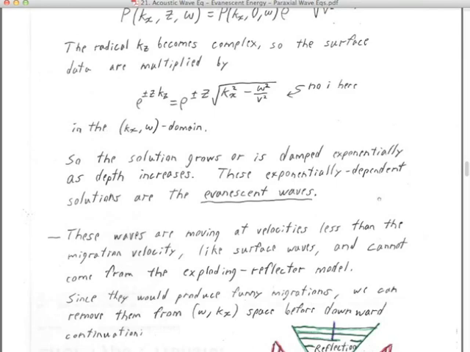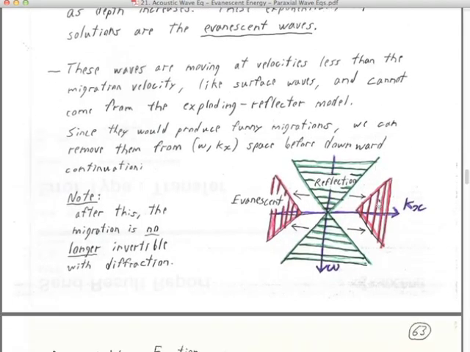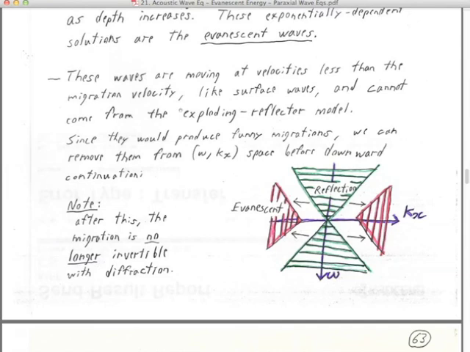They're just an artifact. Evanescent waves are created by real waves which are really in our data, moving at velocities less than the migration velocity. So shallower waves or surface waves, they're really there. They're real waves, and they don't come from the exploding reflector model. So to get rid of these evanescent solutions, we just brutally remove them from the omega kx space before we do the downward continuation.